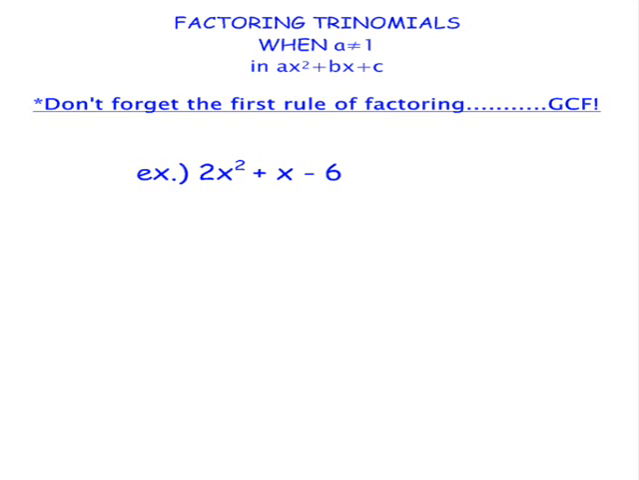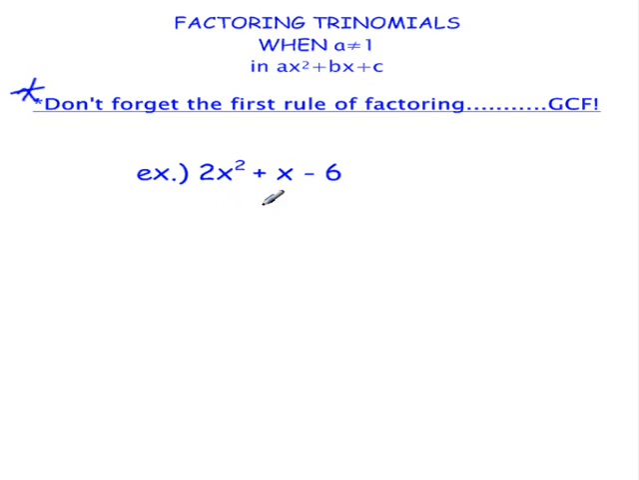So again, we're dealing with factoring trinomials when A is not equal to 1, and what I'm referring to as the A is if you're looking at a trinomial in standard form, we have ax squared plus bx plus c. So when this first number is not equal to 1. And we have an example here that we're going to look at. But do not forget the first rule of factoring, which has already been discussed, is the GCF, which stands for finding your greatest common factor. It's almost like reducing the problem down. So let's look at this one.